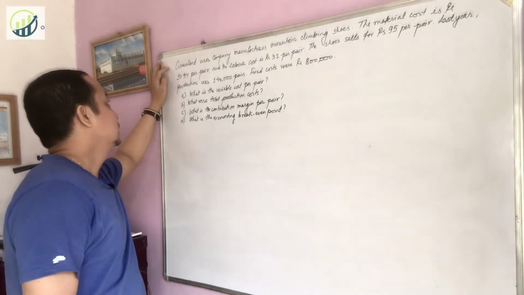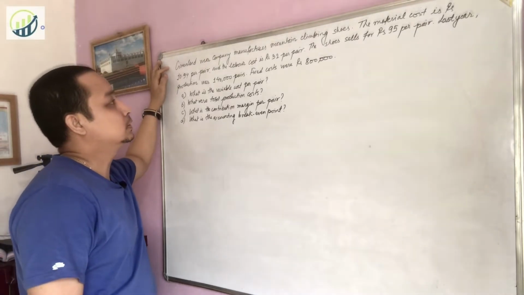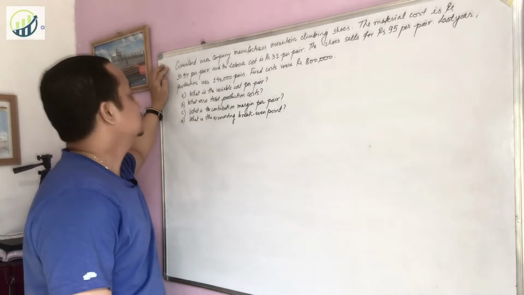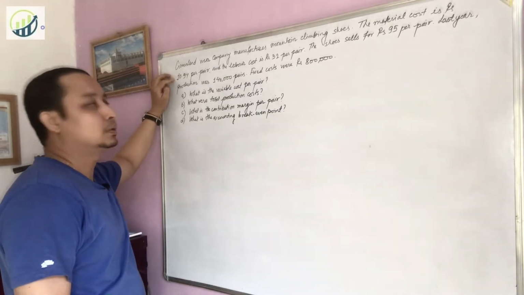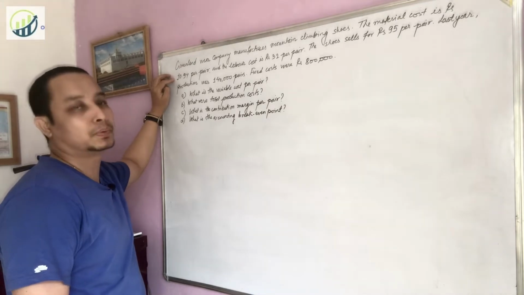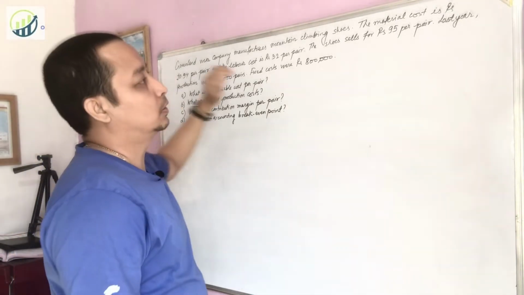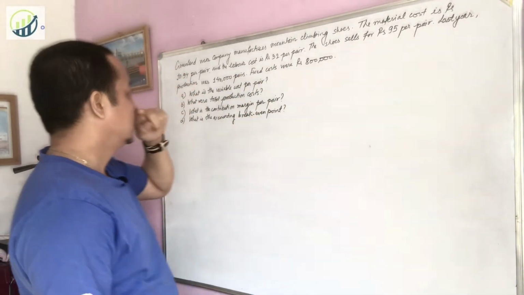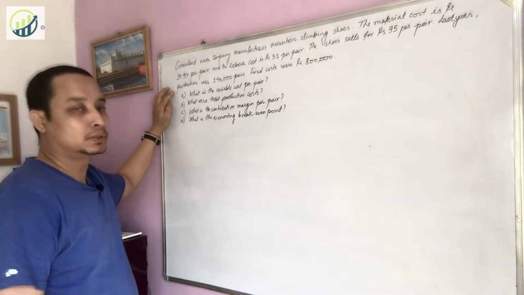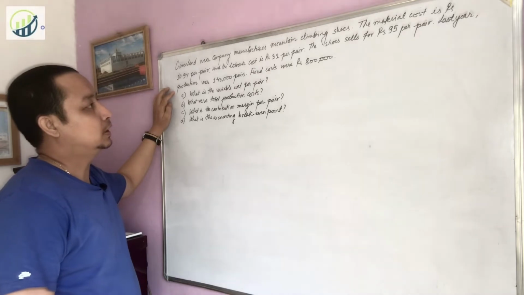So here Greenland, where company manufactures mountain climbing shoes, the material cost is rupees 10 and 94 paisa per pair, and the labor cost is rupees 32 per pair. The shoe sells for rupees 95 per pair. Last year, production was 1,40,000 pairs. Fixed costs were rupees 8 lakh.